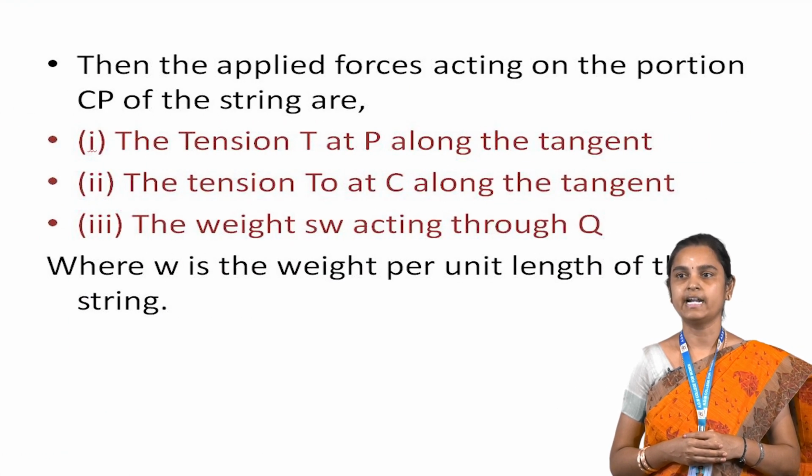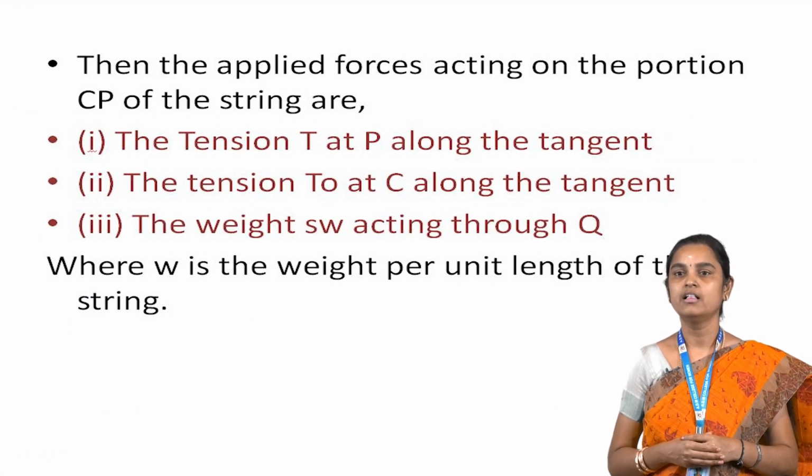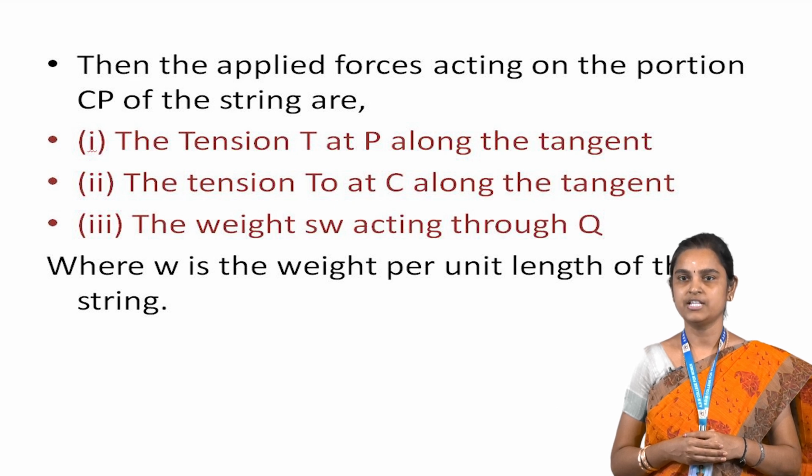Then the applied forces acting on the portion CP of the string are the tension T at P along the tangent, the tension T naught at C along the tangent, and the weight Sw acting below through Q, where w is the weight per unit length of the string. So here clearly there are three types of tensions acting along the suspension bridge.